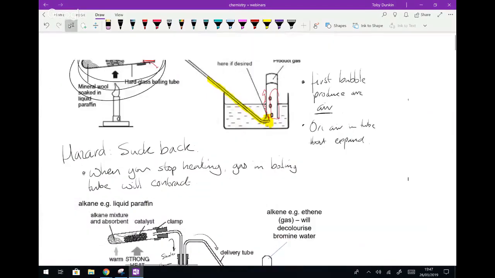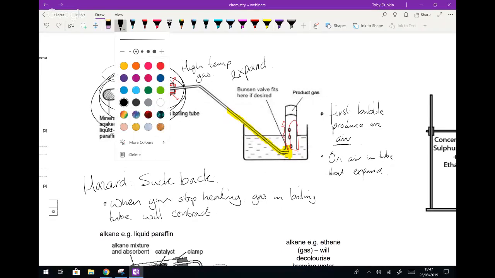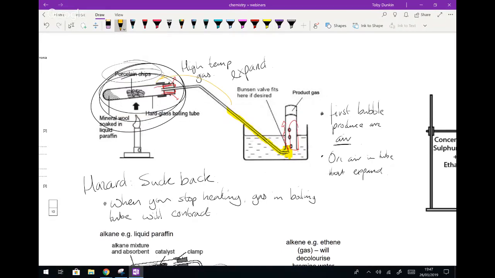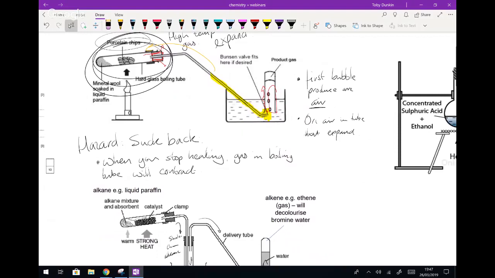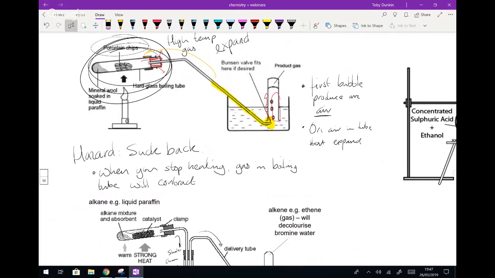Because if that water reaches the top and it gets into the tube, then the tube explodes. This is because as soon as that cold water hits the tube, which is probably at about 300 Celsius, it instantly flash boils, turns into a gas, and the whole thing explodes. And you've got boiling hot oils exploding into air, which will probably catch fire at the same time.